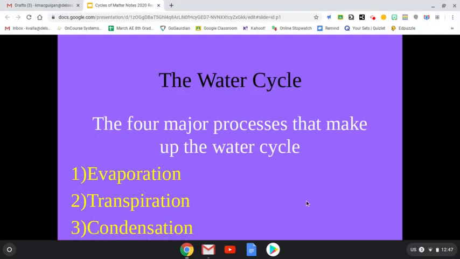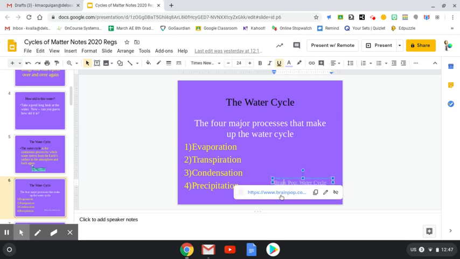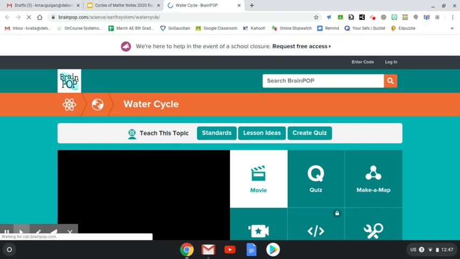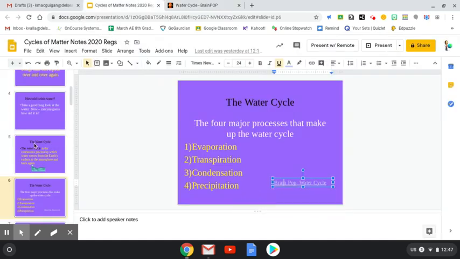So if you look here, right on your slide there is a BrainPOP that links you directly to the water cycle. Again, I know personally I'm a very visual learner, so by watching the BrainPOP, it's going to kind of introduce to you the ins and outs of the water cycle. Okay, so you can either do your notes first and then come back to it, but it's a pretty short little video clip. I think about 4 minutes, so you can watch that as well.